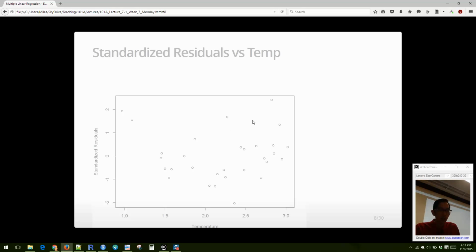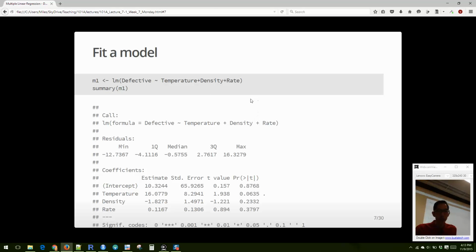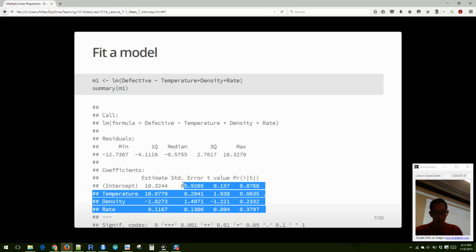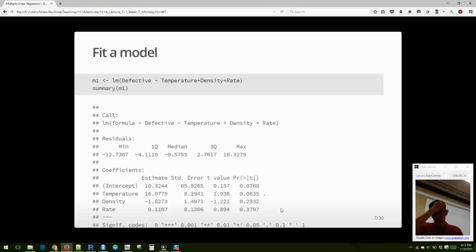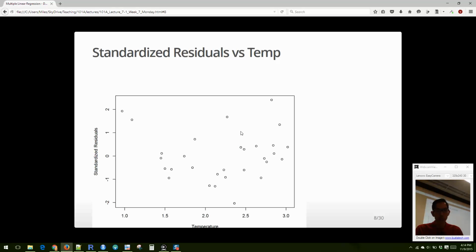Okay, so we try fitting a model. Here I'm just modeling the defective rate as a function of temperature, density, and rate. Earlier on in the code, and I'll post the RMD for this, I attached the data so I can reference the variables just by name. What we see is that none of our predictors are coming out significant in terms of their impact on the defective rate. But let's take a look at our standardized residuals.